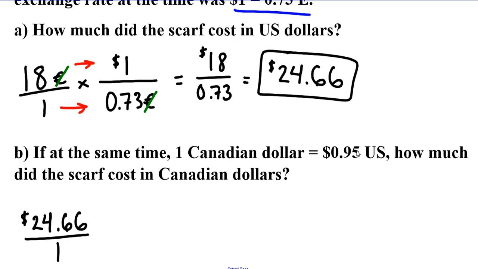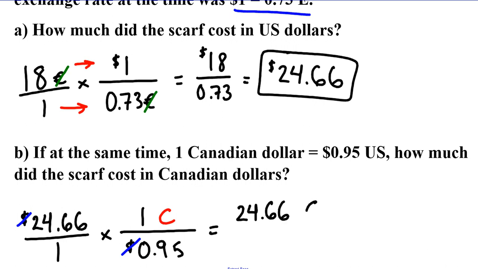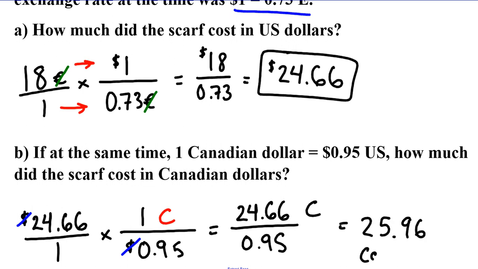And now I need to multiply by the Canadian dollar exchange rate for the US dollar. Again, this is US dollars, so I need to put the US dollar down below, and that's 0.95 US dollars. Up top is 1 Canadian. I'm going to use a C here to stand for Canadian, so I don't have common dollar units going on. Now I'll notice US dollars cancels US dollars. What do I get up top? I get 24.66 Canadian divided by 0.95. And if I take 24.66 divided by 0.95, it'll give me the value in Canadian, which is 25.96 Canadian.